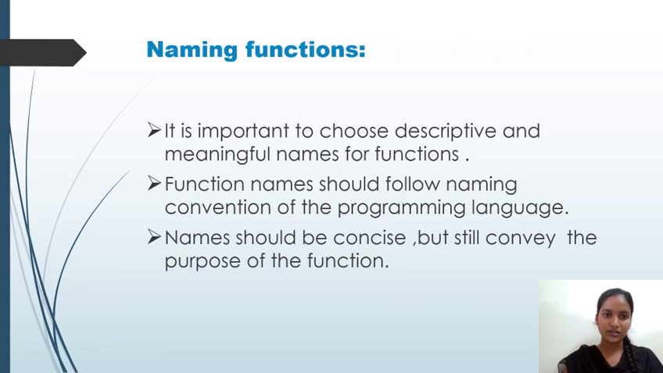Naming functions. It is important to choose descriptive and meaningful names for functions. Function names should follow the naming convention of the programming language. Names should be concise but still convey the purpose of the function. Example, take the function name isprime. In the program we are finding the factors of a number, so we give the function name isprime, which is so meaningful. We should give function names meaningfully.